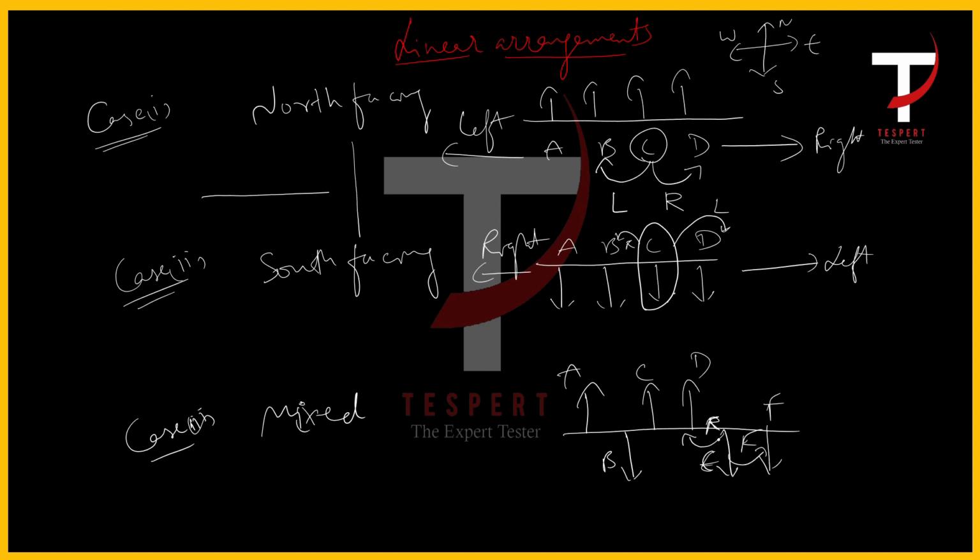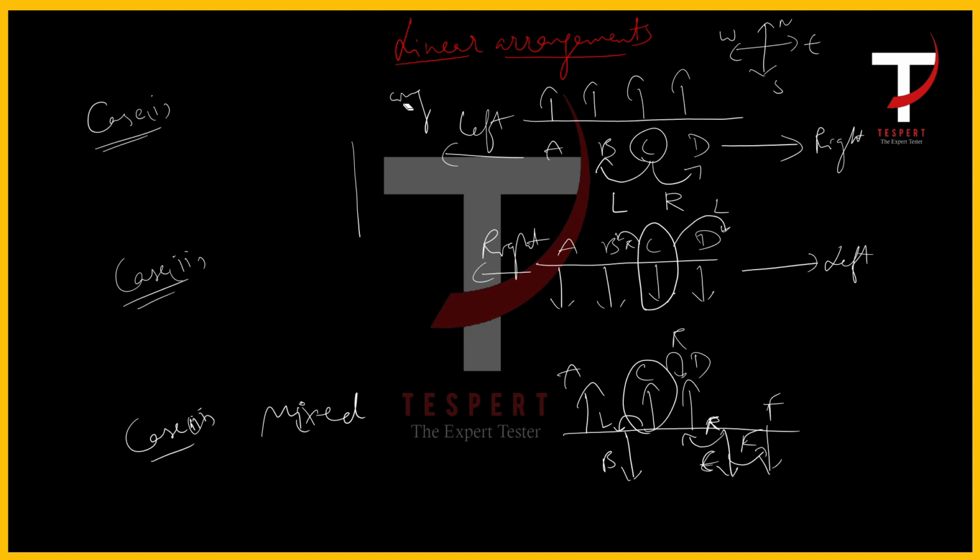If you consider C, who is immediate left of C? It's B. Who is immediate right of C? D. Understood? So these are the differences, and we will move on to the second type, which is circular arrangements.